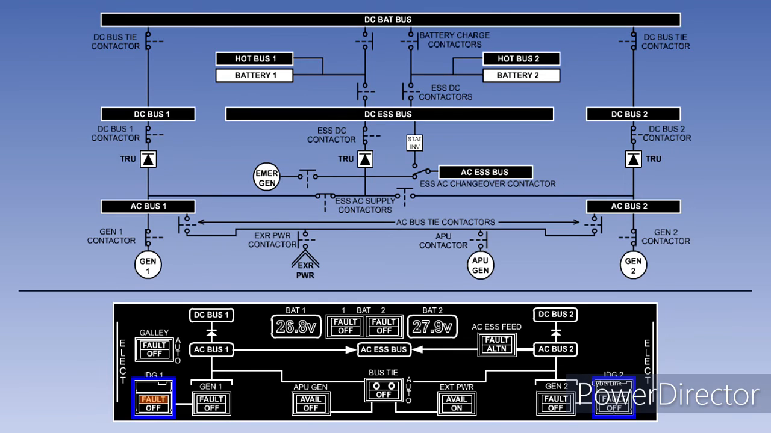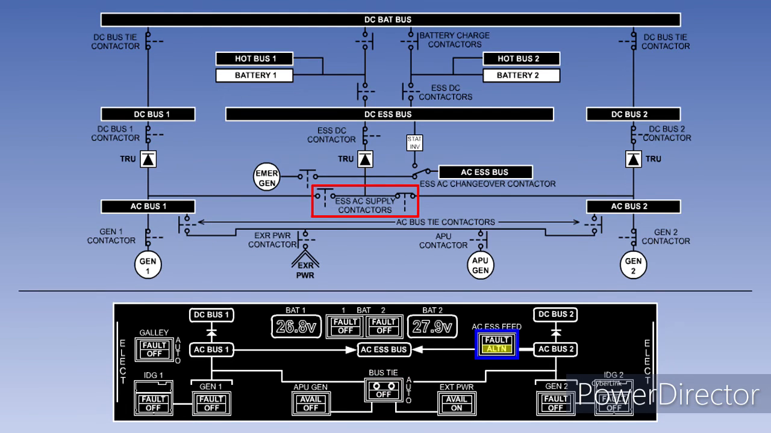The integrated drive generator or IDG disconnect switch lights each have a fault light which will illuminate if the associated IDG oil pressure is low or oil temperature is high. Pushing the guarded switch light will disconnect the associated IDG from its engine. The bus tie switch allows the pilot to lock the two bus tie contactors open.